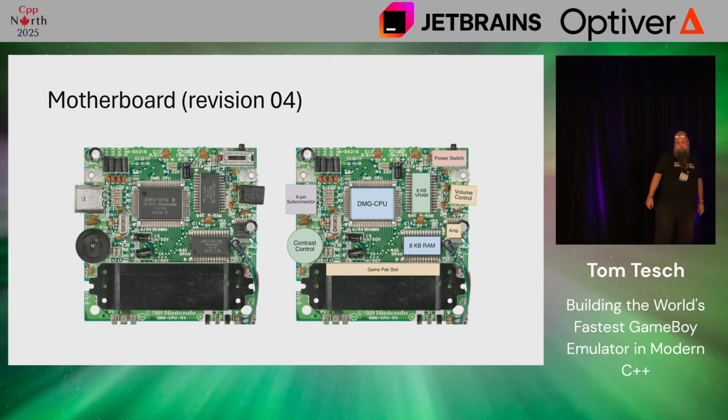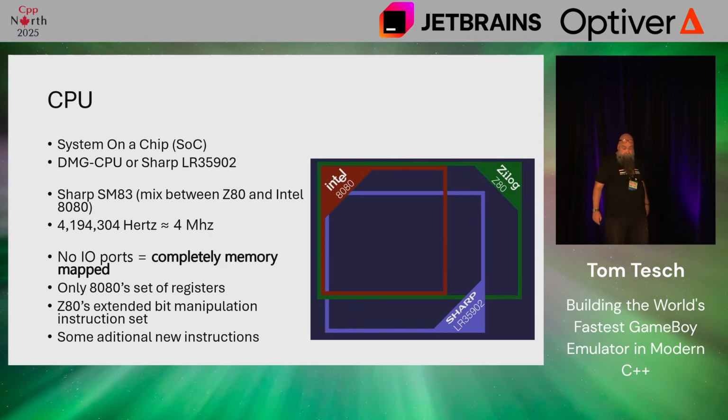This is the Revision 4 motherboard. Why do I show this? Look how effing simple this is. There's a CPU sitting there, and there's some RAM sitting there, and then some stuff for the audio, the power switch, some contrast control, some sub-connector, and then a big cartridge connector. That's it. That's how clean the design was. Ahead of its time also, because it's a system on a chip.